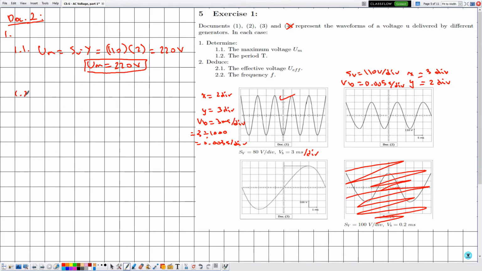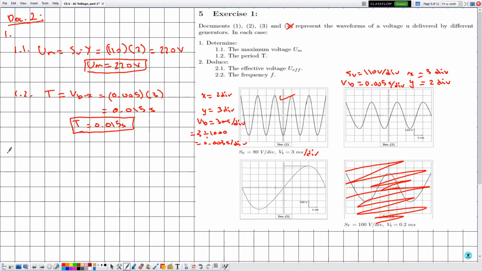Now as for part 1.2, they are telling me to calculate the period, which is given by VB multiplied by X. The value of VB is given by that. And the value of X is given by 3. Now plugging this expression on the calculator, because both VB and X are expressed in the SI, the value of the period will be in the SI, which is seconds. So the period is given by this. So we have extracted these values from the given and using the waveform.